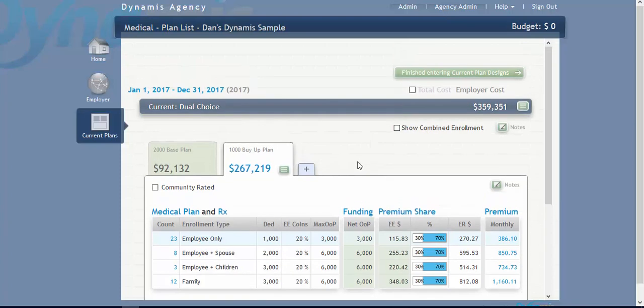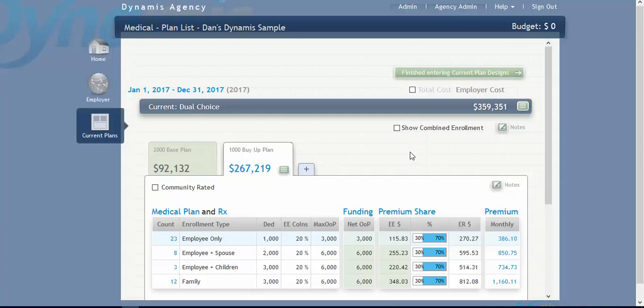So before we're ready to click Finished Entering Current Plan Designs, one other key concept we really need to work through before we move on to the next step. And that's the idea of Show Combined Enrollment. Show Combined Enrollment is going to be another important tool, and that's really what Dynamis introduces, the idea of giving you access to more tools to help employers as they evaluate plan designs and make decisions.